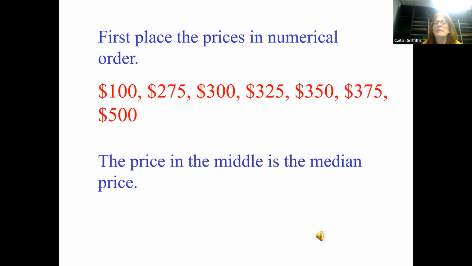With 7, there is one number in the middle. It's not always like that. Sometimes if you have an even number of data points or prices, there won't be one number in the center. But in this case, there's one because it's an uneven number of numbers. And the median is 325.